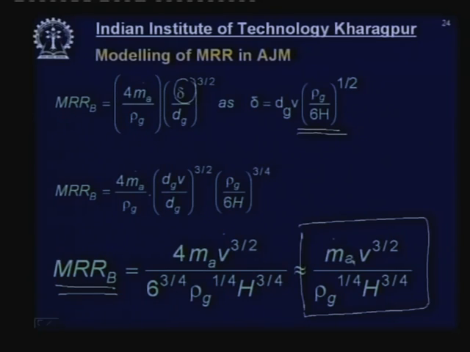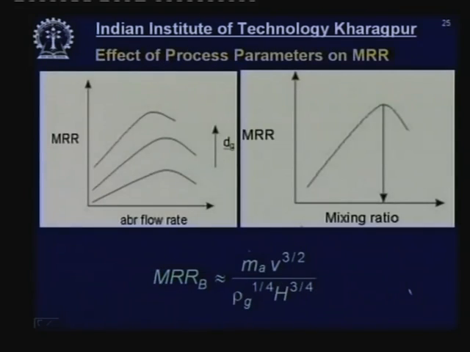How is it related? If we increase abrasive flow rate, material removal rate is expected to increase. If we increase the velocity, the kinetic energy is increasing, so material removal rate is expected to increase. If you are using a harder work material, definitely it would be much more difficult to machine, so material removal rate would go down.